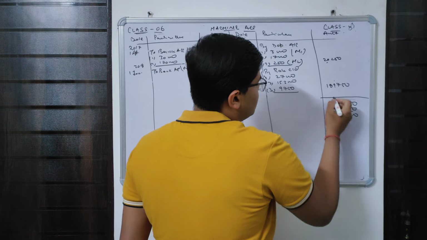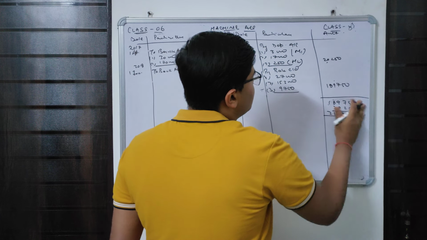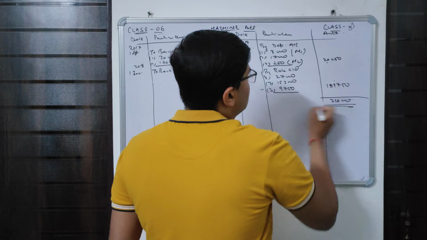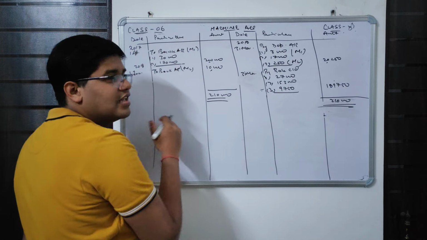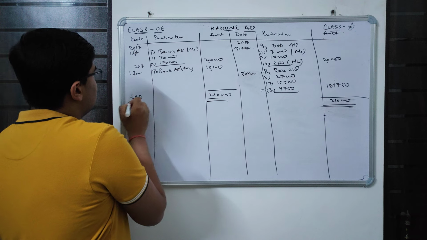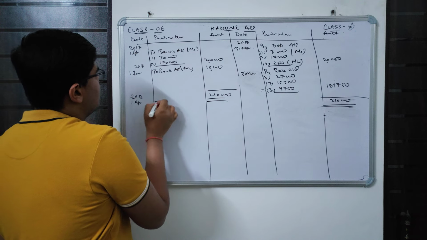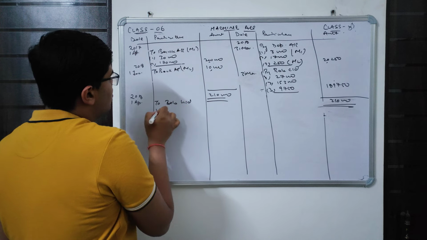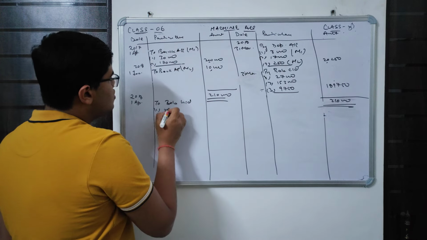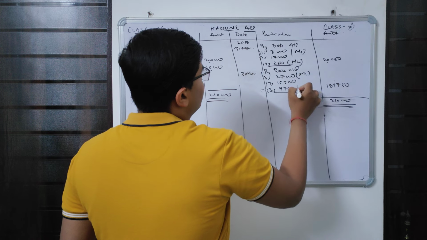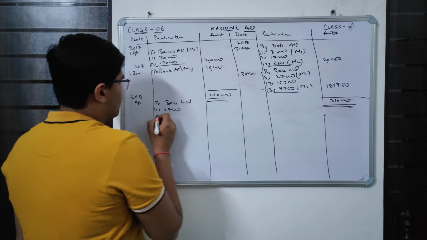0, 0, 21. So we get 2,10,000. Now we will carry this in the next year. We will bring down this in the next year. So 2018, 1st of April, to balance brought down. So the balance brought down will be 27,000. This is for M1 and this is for M2.